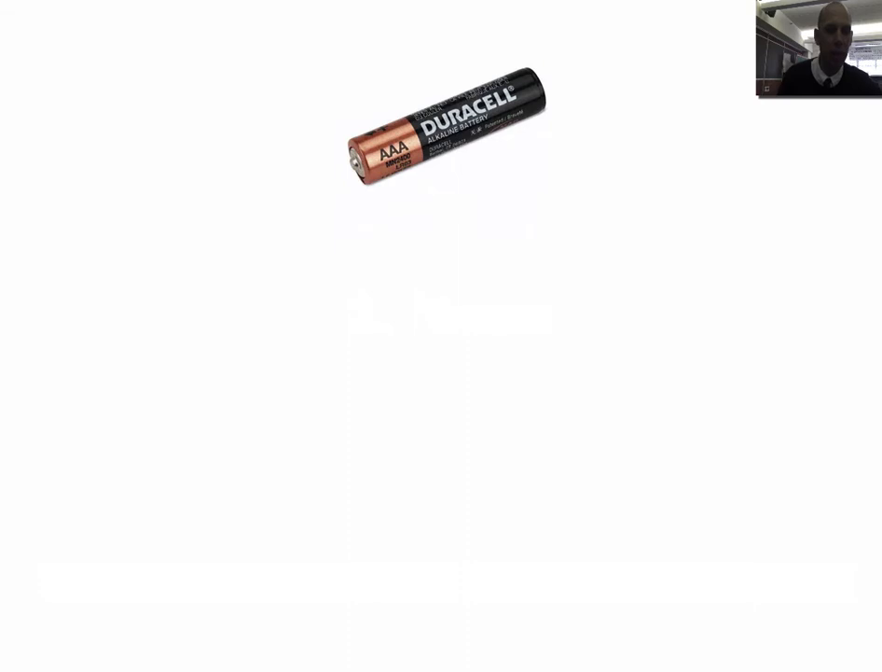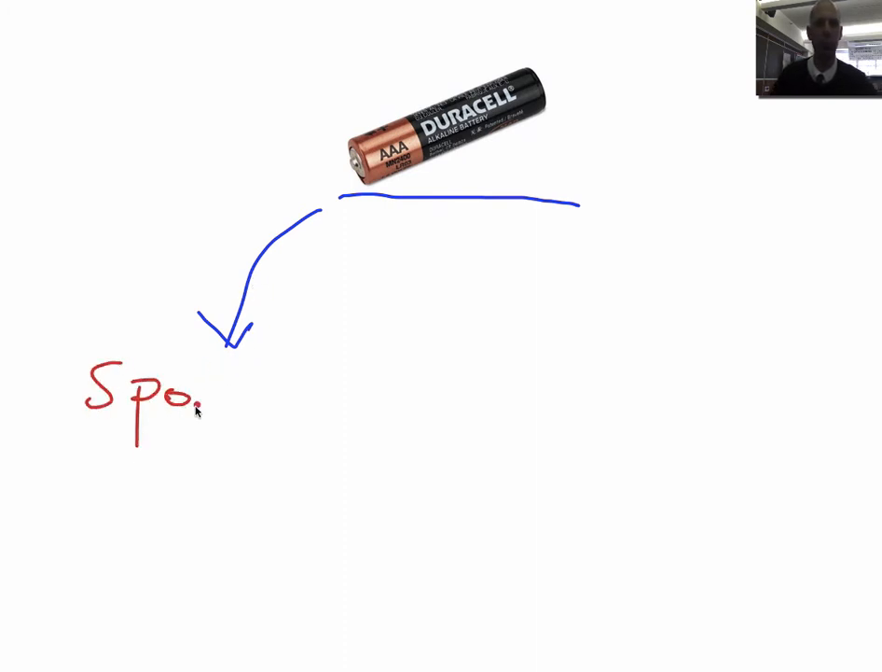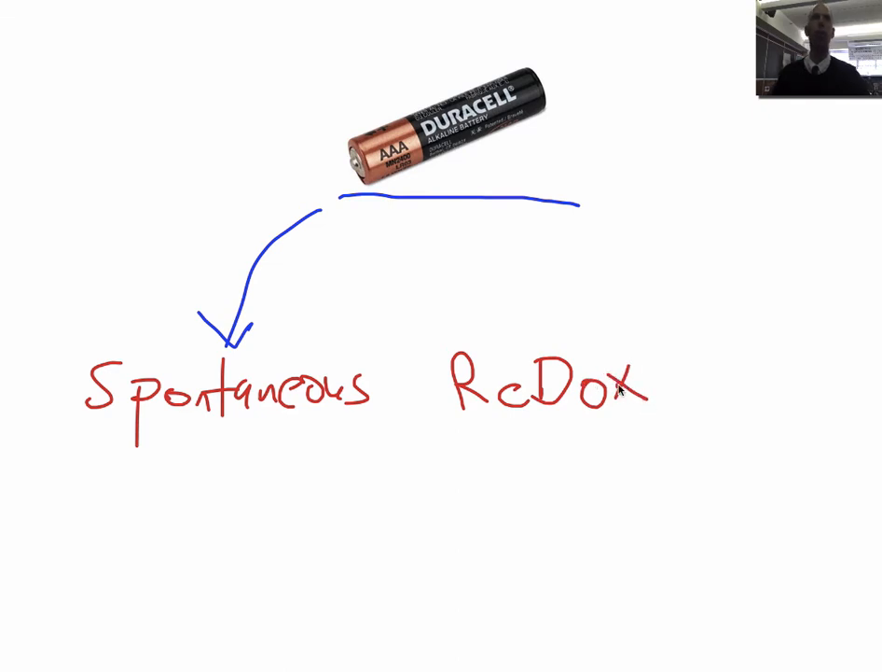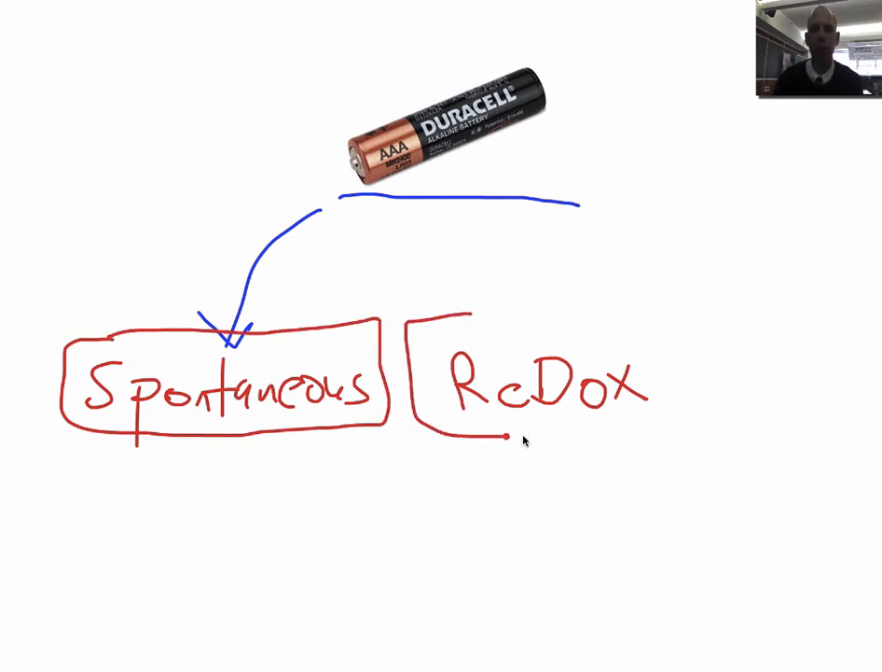Okay, so let's look at what's inside a battery first, and let's look at it qualitatively. If we look at a typical AAA battery like the one in the Dradio, the battery does a couple things that are really important. One, it produces spontaneous redox. What that means is there is a spontaneous flow of electrons coming from the battery.